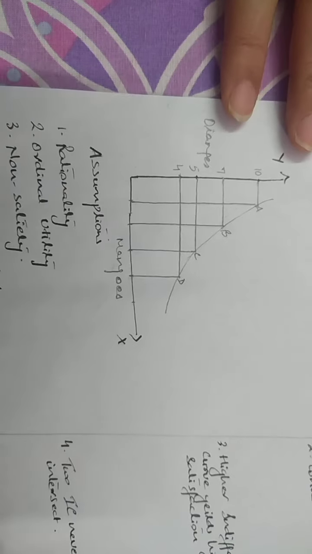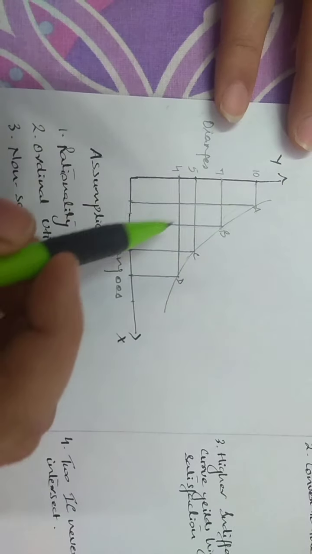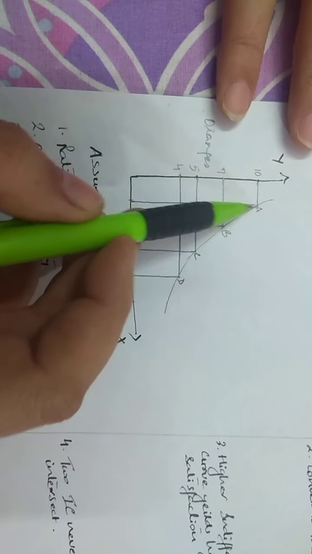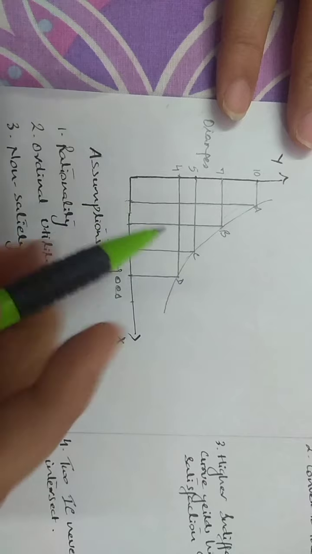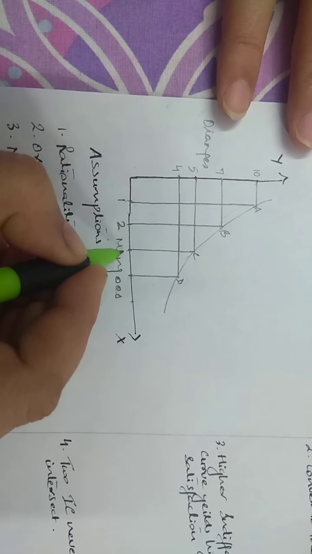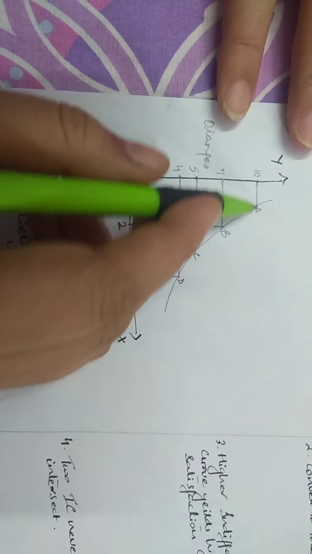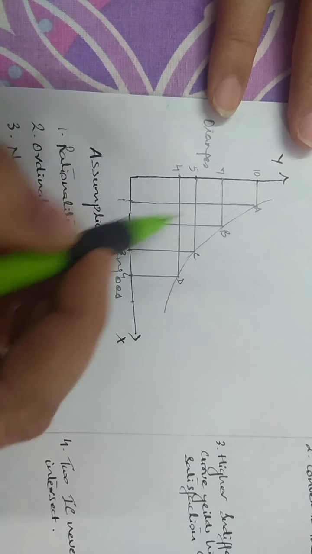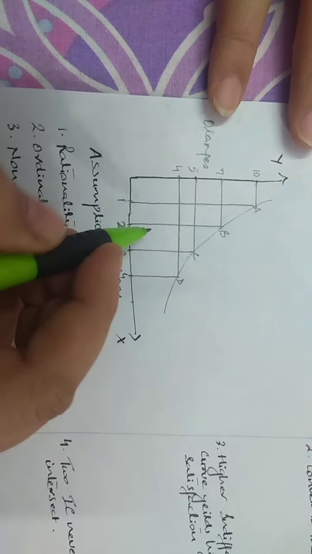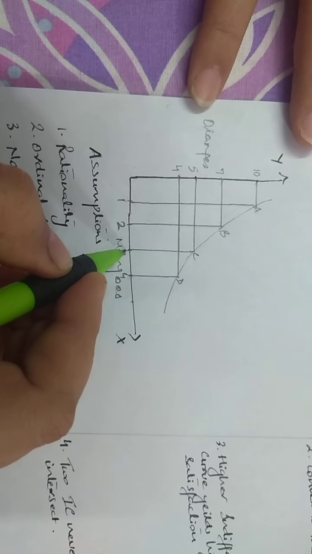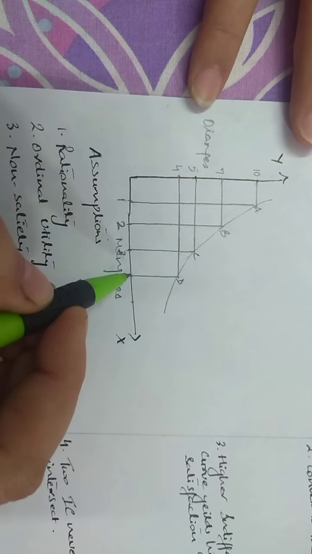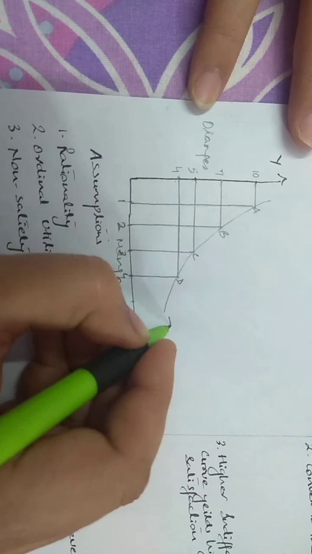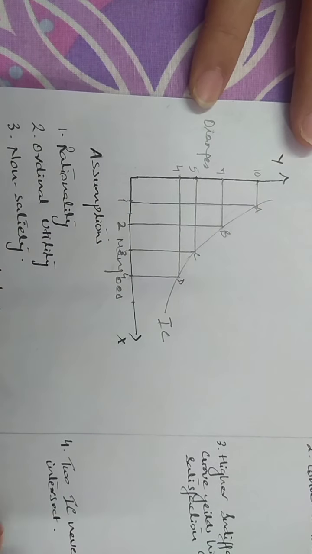Now this is represented here on the curve. This is combination A, 1 unit of mango and 10 units of oranges. Then again here you can see 2 units of mangoes and 7 units of oranges, 3 units and 5 units, 4 units and 4 units of oranges. So this is the indifference curve.